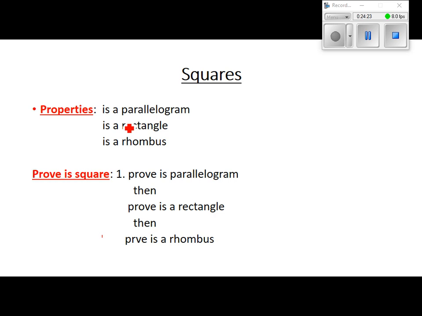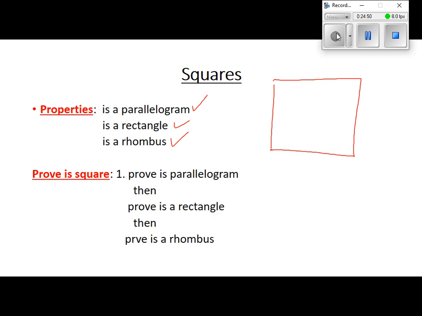A square. Square is a parallelogram, so it's got all the properties of a parallelogram. I'm not going to go back over them all. It's got all the properties of a rectangle, and it's got all the properties of a rhombus. So it's got all those properties that I just covered for those 3 other shapes. A square really doesn't have any of its own properties.